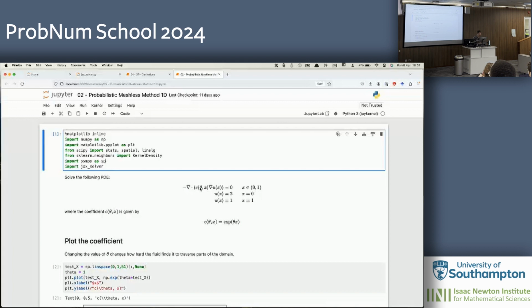I called it kappa in my slides. I've unfortunately called it C here. But in any case, this is the permeability field, which describes how hard or easy it is to flow through various portions of the domain.